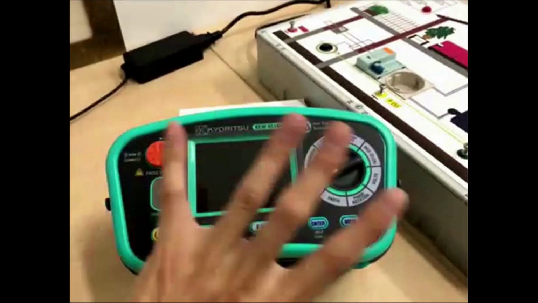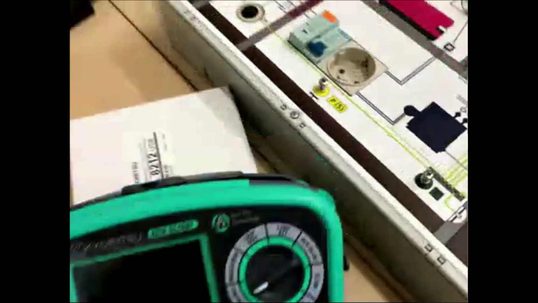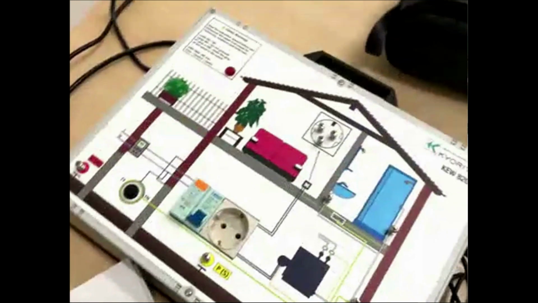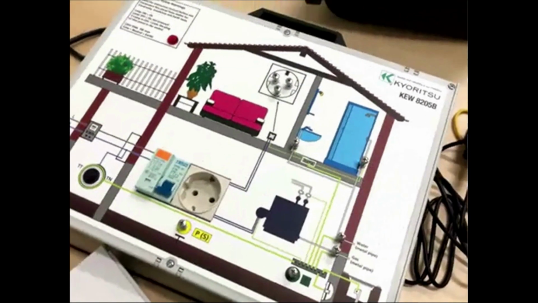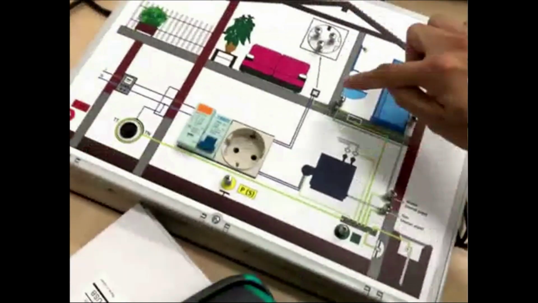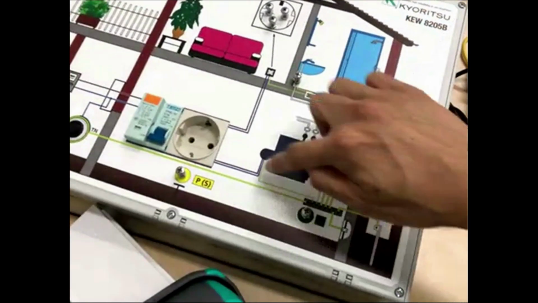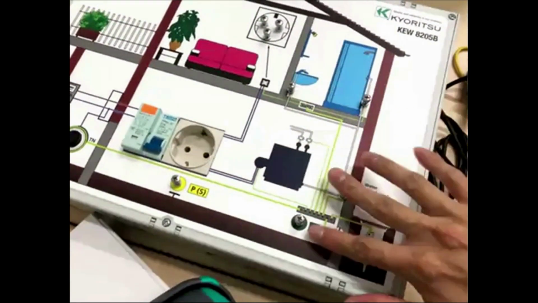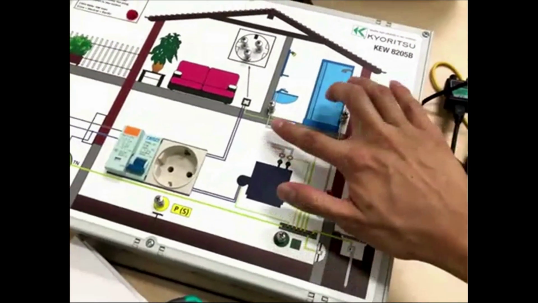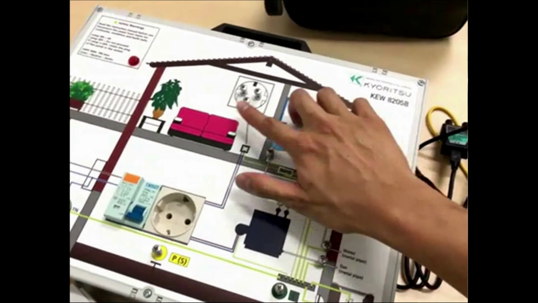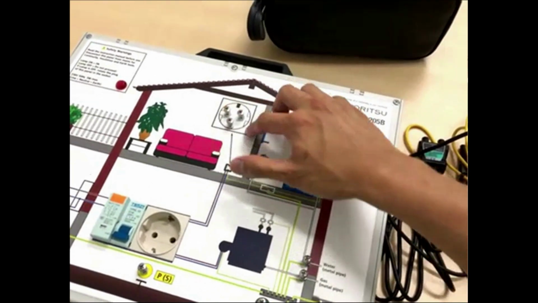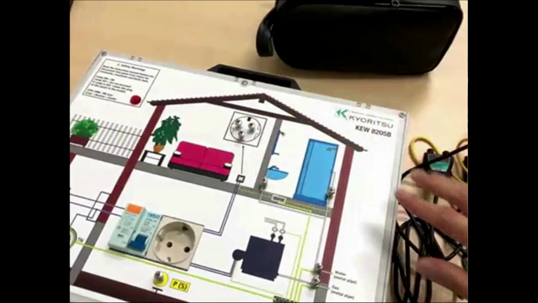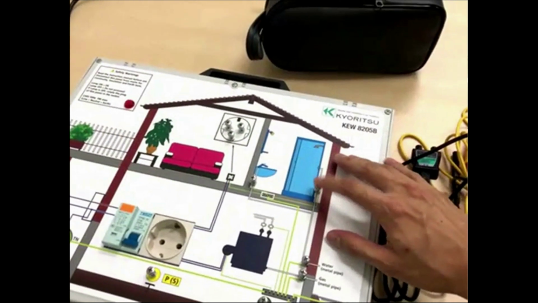So these are the instruments. Then here you see a demo board, the 8205 demo board. Here is the earth bonding, equal potential earth bonding. This all is earth. This all is earth. This is earth, also earth. This is neutral and live, neutral and live. This is also earth.